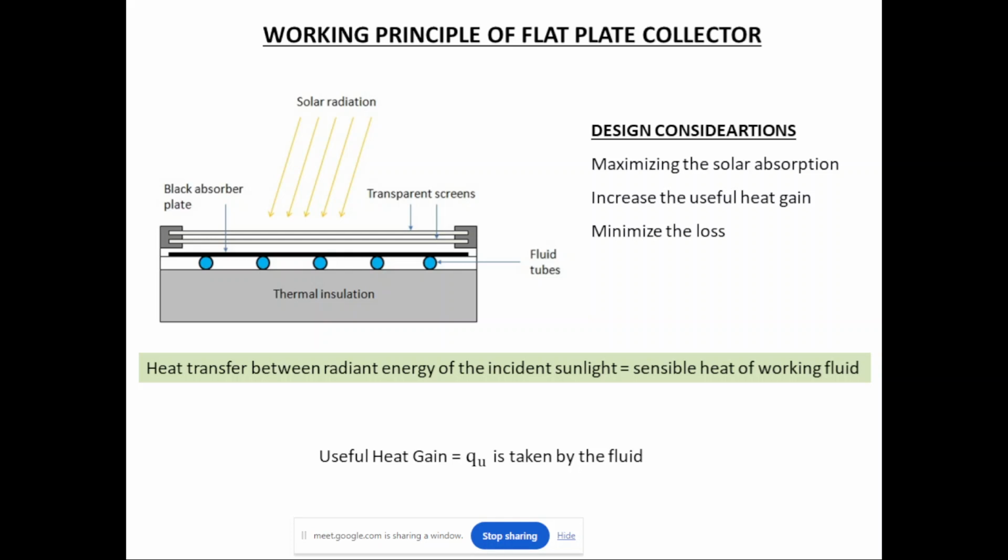So this useful heat gain, the amount of heat that is taken up by your fluid, is a very important concept.